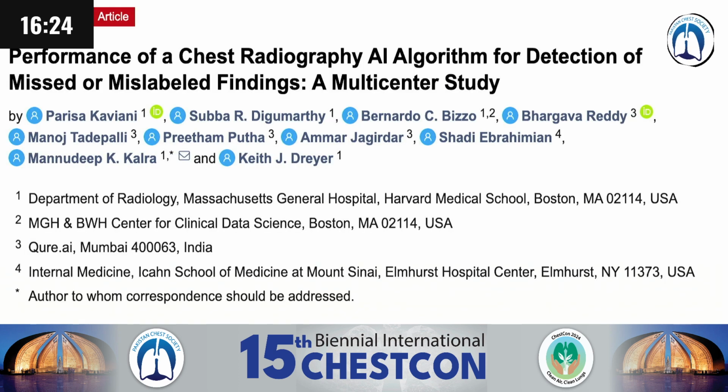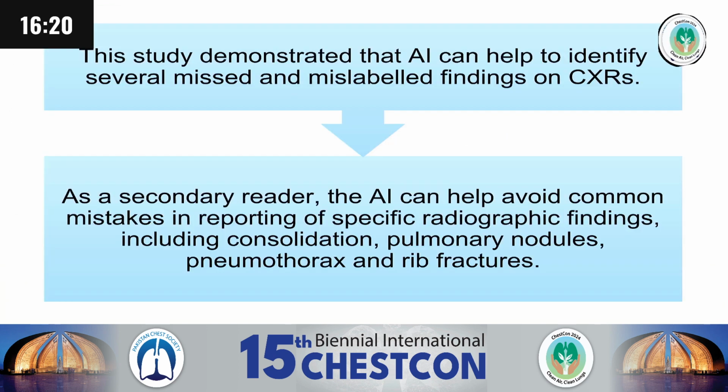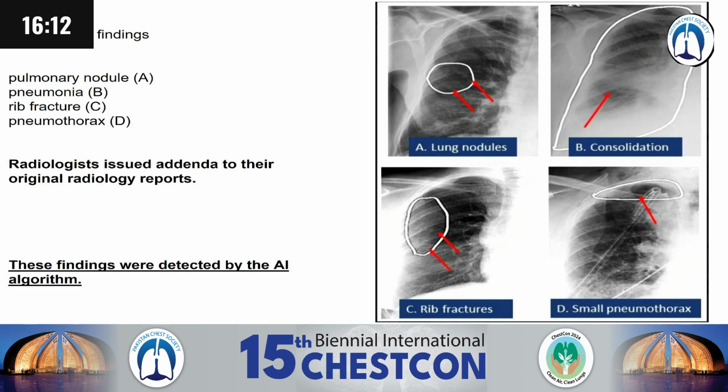Then again, this was a multi-center trial done in India and the USA, and basically it showed that AI can help identify many misfindings read by the doctors. These were some of the misfindings: pulmonary nodules, pneumonia, rib fractures, and pneumothoraces. These findings were detected by the AI, and the radiologists issued addenda to their reports.